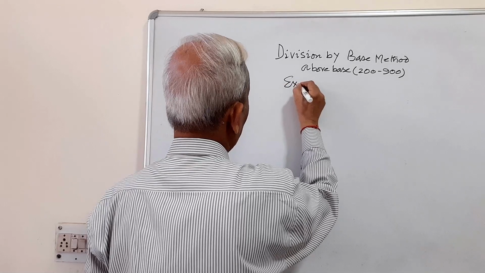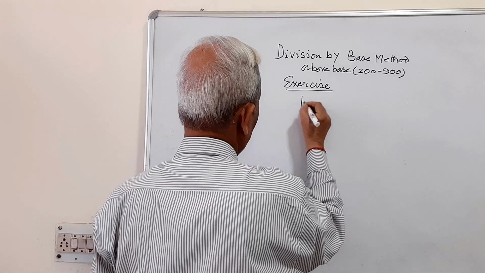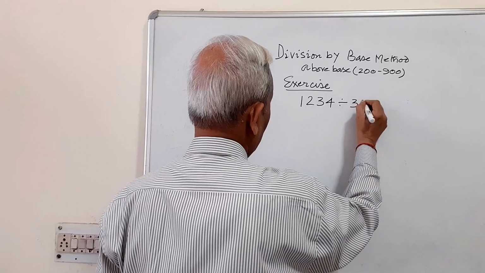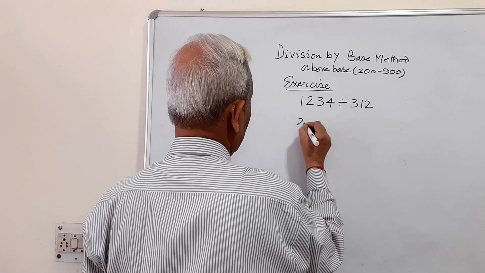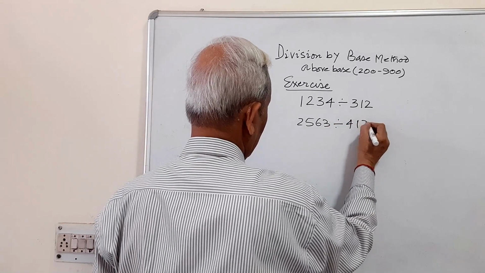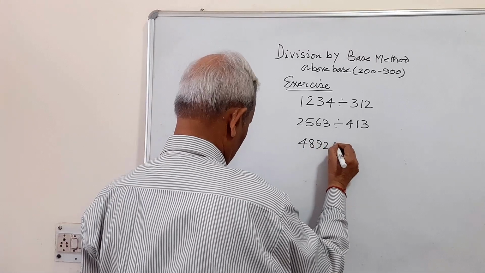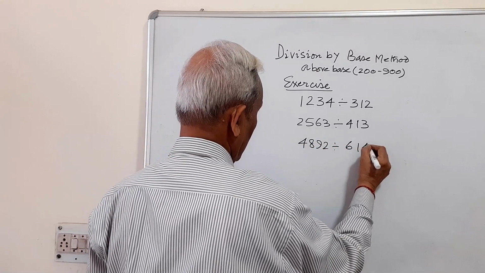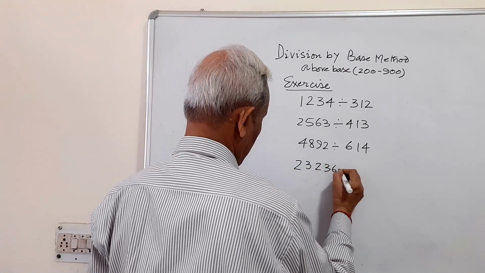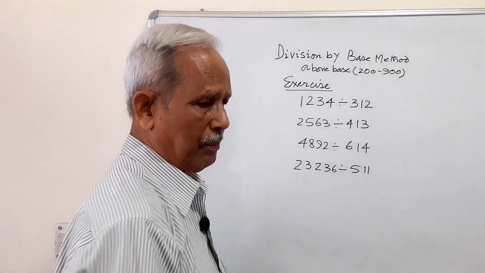Exercise: 1234 divided by 312, 2563 divided by 413, 4892 divided by 614, 23236 divided by 511. Please do these sums yourself, practice it yourself.